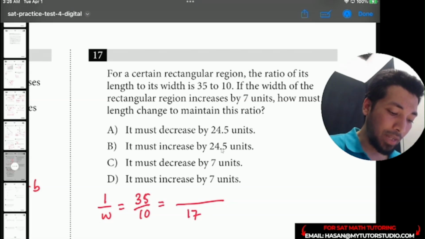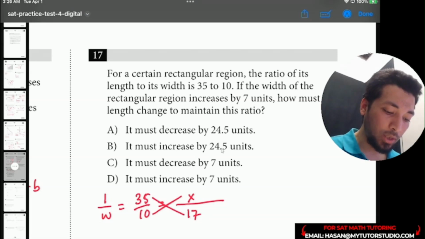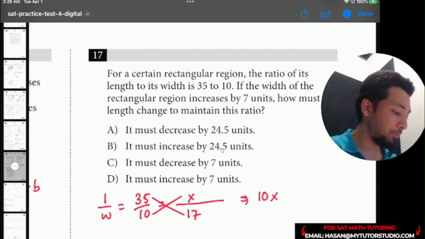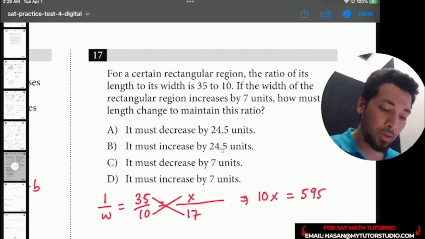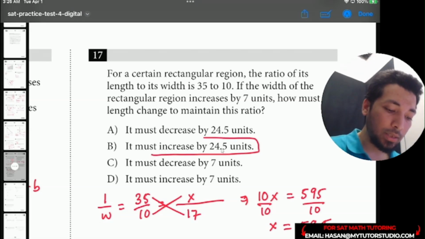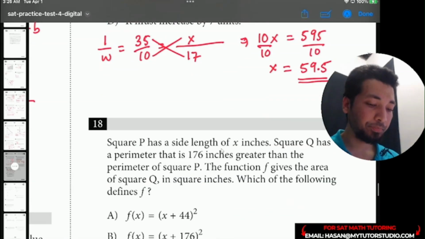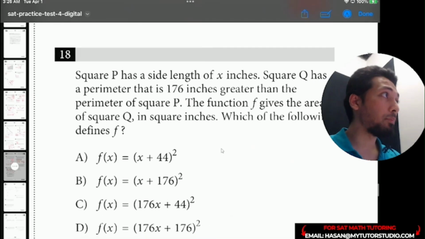We need to see how much would be the new length. So we have x on the top. So now do cross multiplication and see what you get. So 10 times x is 10x. 35 times 17 is 595. So divide both sides by 10. We get x is equal to 59.5. So the final length is 59.5. That means it must increase by 24.5 units. That's option number B. Perfect. Now let's look at problem number 18.